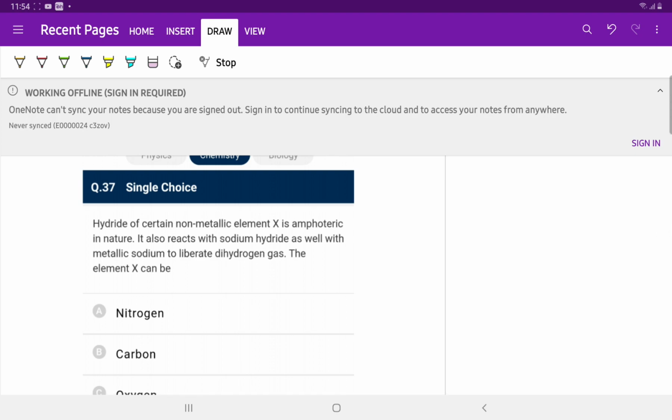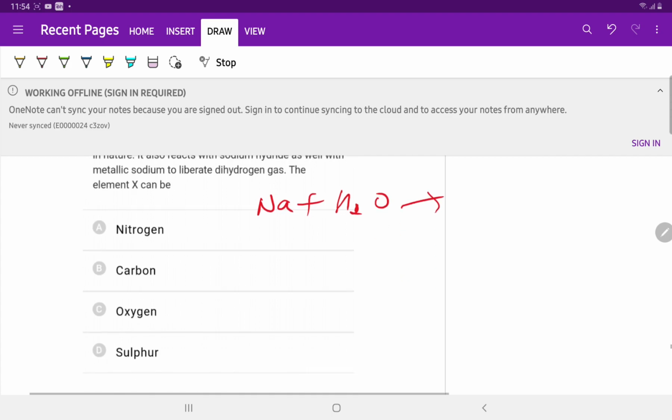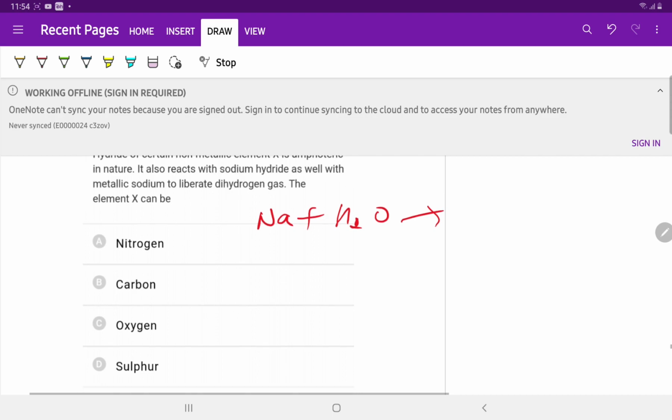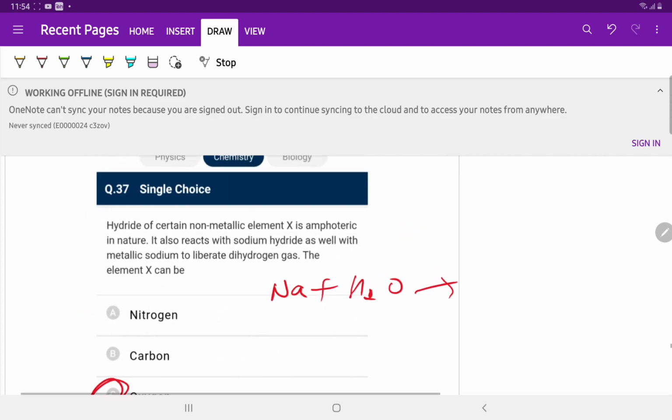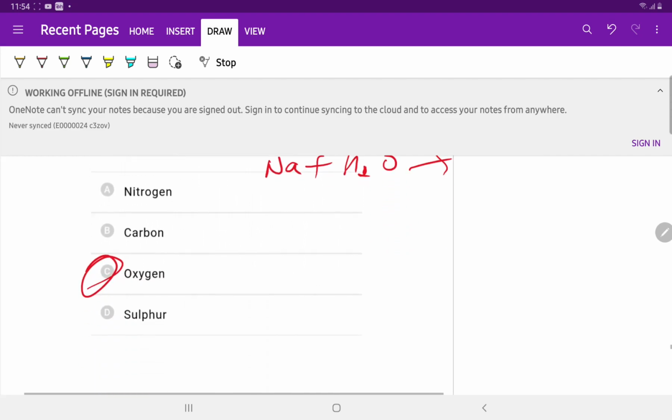Question number 37. The hydrate of a certain non-metallic element is amphoteric in nature. It also reacts with sodium hydroxide as well as metallic sodium to liberate hydrogen gas. Sodium reacts with H2O. H2O is an amphoteric oxide, reacting with both acid and base. So the element X can be oxygen, and the hydrate of oxygen is water. So for question number 37, option C is correct.